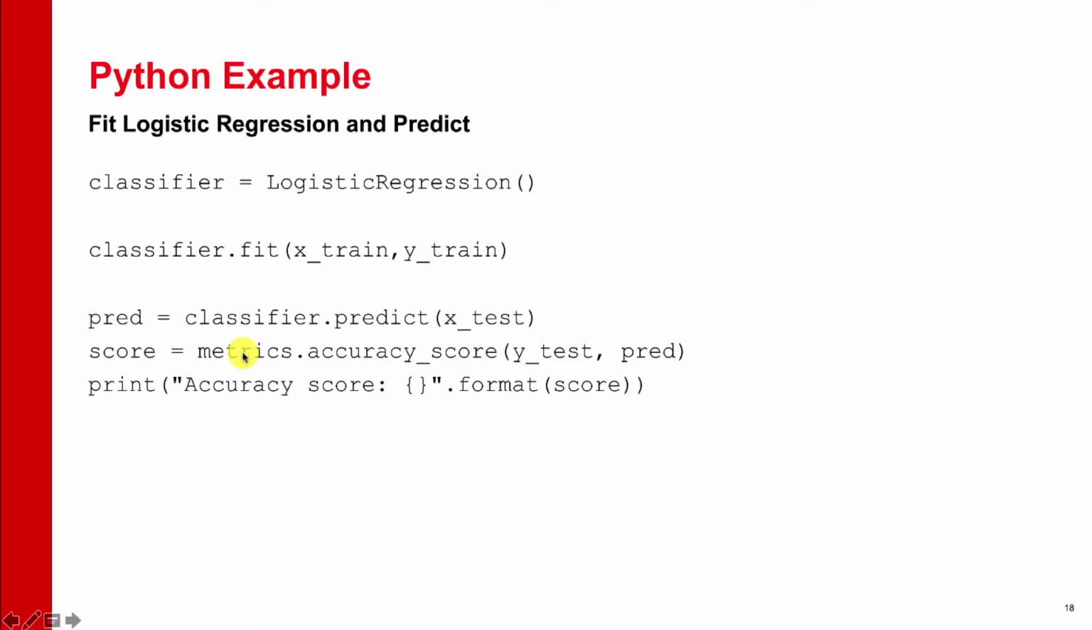Then I predict, and I call metrics, and I get the accuracy score. So you usually get about 80% correct on this.